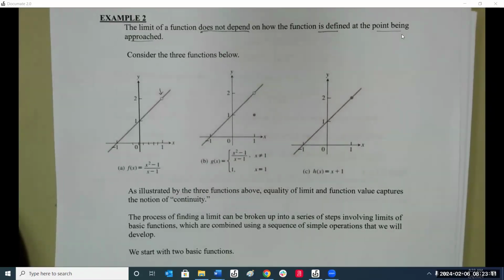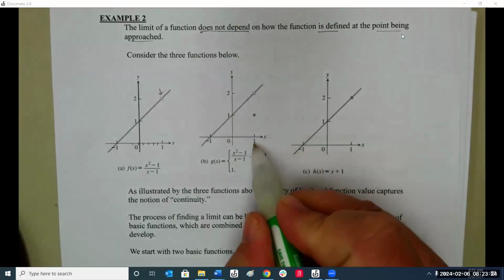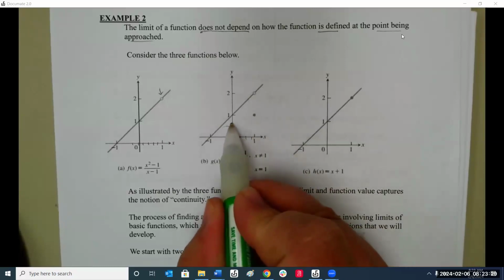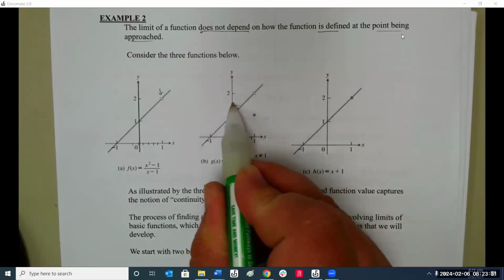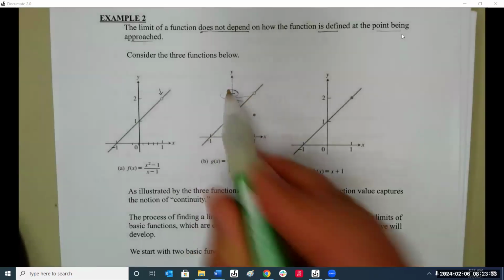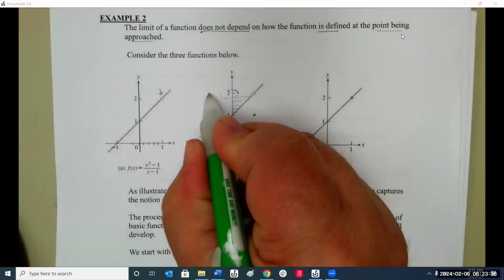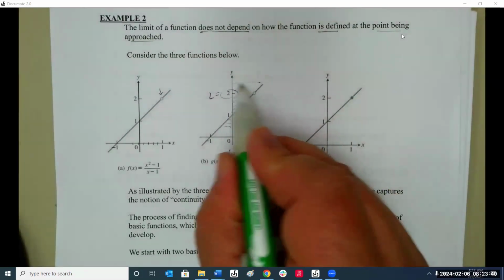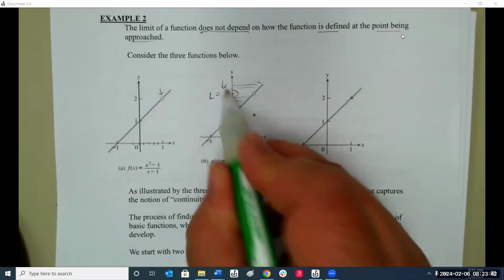Good question. Is the limit the hole or the black dot? Yes, because the limit is not what happens at 1, it's what happens to the rest of the graph. Where is the rest of the graph going? It's going closer to 2. So that's your limit. And same thing from the other side. It's approaching 2.